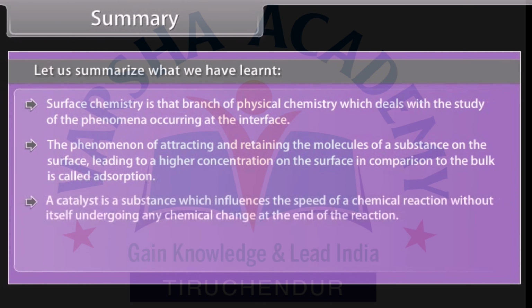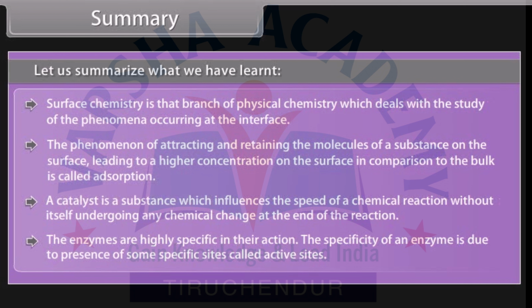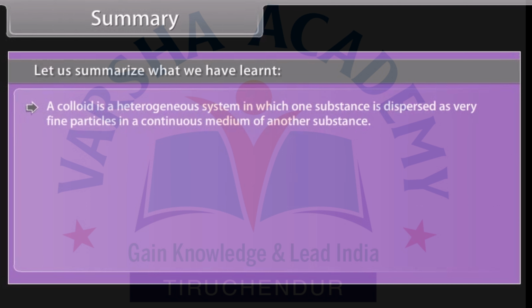A catalyst is a substance which influences the speed of a chemical reaction without itself undergoing any chemical change at the end of the reaction. The enzymes are highly specific in their action. The specificity of an enzyme is due to presence of some specific sites called active sites. A colloid is a heterogeneous system in which one substance is dispersed as very fine particles in a continuous medium of another substance.